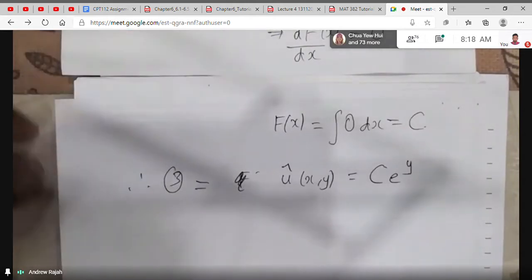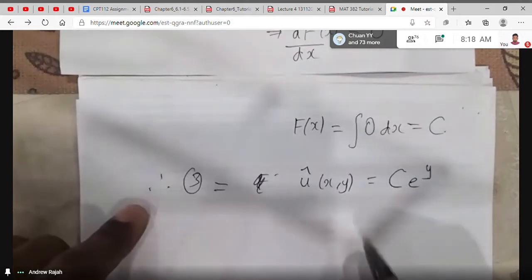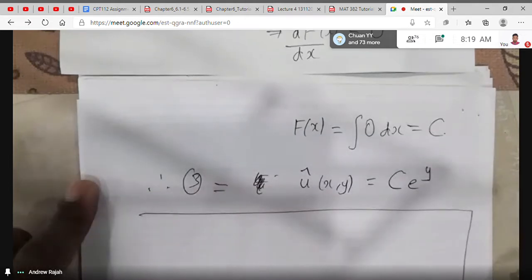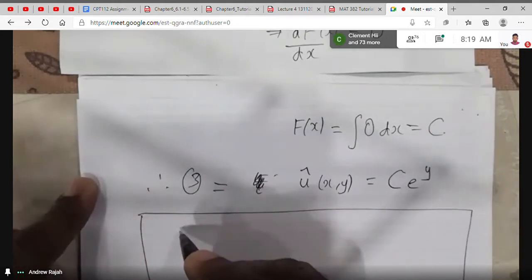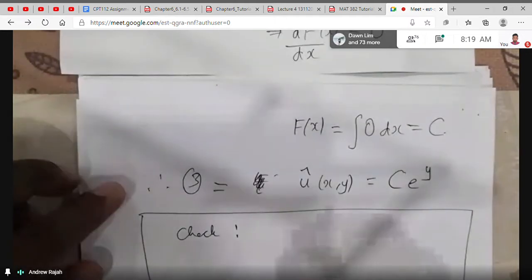So this is a solution. Okay, you can check it. Okay, check it. Not necessary, but you can check.